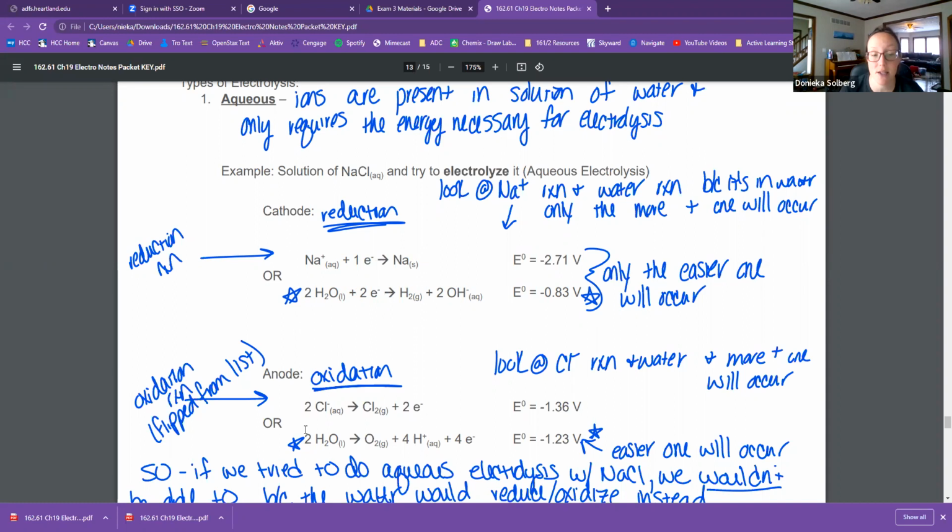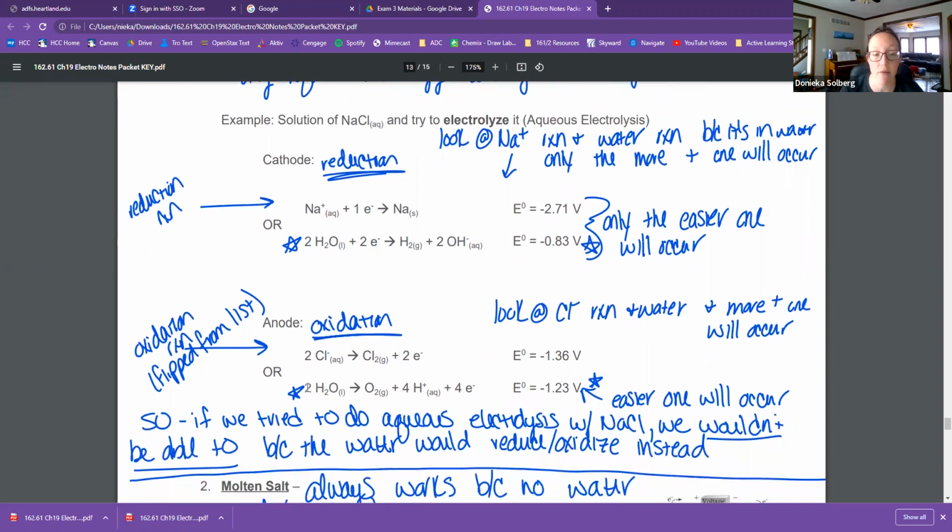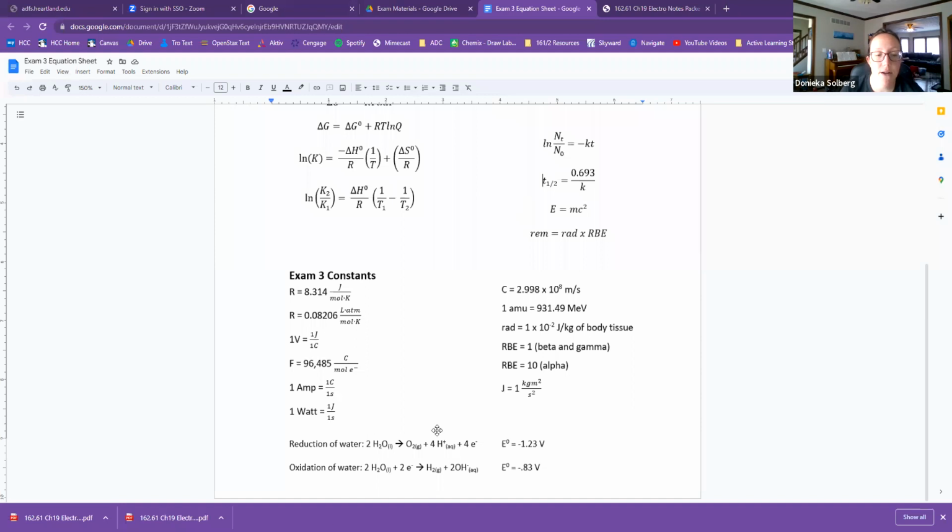I could also oxidize water. So at the anode, if I have water, I could do this. I could turn water into O2 plus 4H plus 4 electrons. Now, how do you know to specifically pull these two equations? Well, I do put those two equations specifically on your equation sheet. Let me show you. So see here at the bottom of your equation sheet, I've got the reduction of water is negative 1.23 volts, and the oxidation of water is negative 0.83 volts. So either of these reactions could also happen.